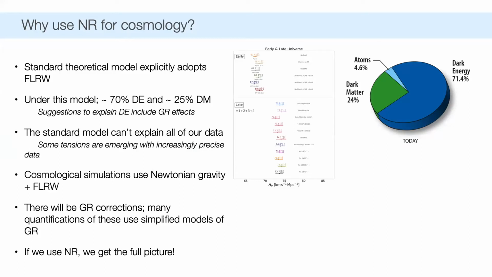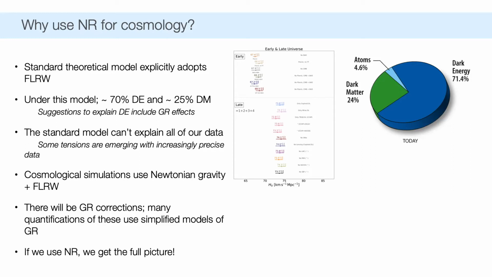Under this model, we've come to the conclusion in cosmology that around 70% of the energy density of the universe is made up of dark energy, this mysterious negative pressure that forces the expansion of the universe to accelerate at late times. And we've also determined that the majority of matter in the universe is dark matter, a kind of matter that we can't see that interacts only gravitationally. So these conclusions come purely under the assumption of the FLRW theoretical model.